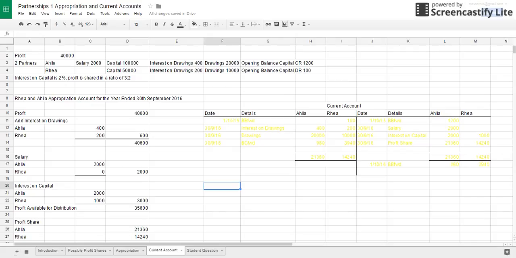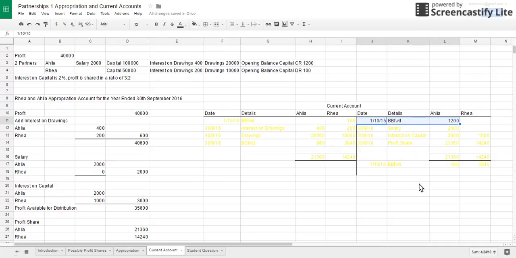Okay, welcome back. The current account. It's not a particularly difficult thing to do. You'll be given an opening balance. In this case, we're given an opening balance. It's a credit entry for Alia. So let's have a look where that goes. It goes on the credit side, as you'd expect.